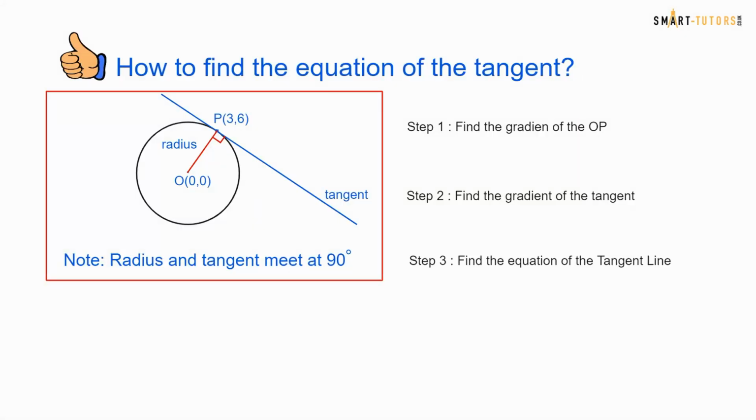Let's look at the theory behind this subject. First one, how to find the equation of the tangent. The tangent is the line which touches the circle at one point.